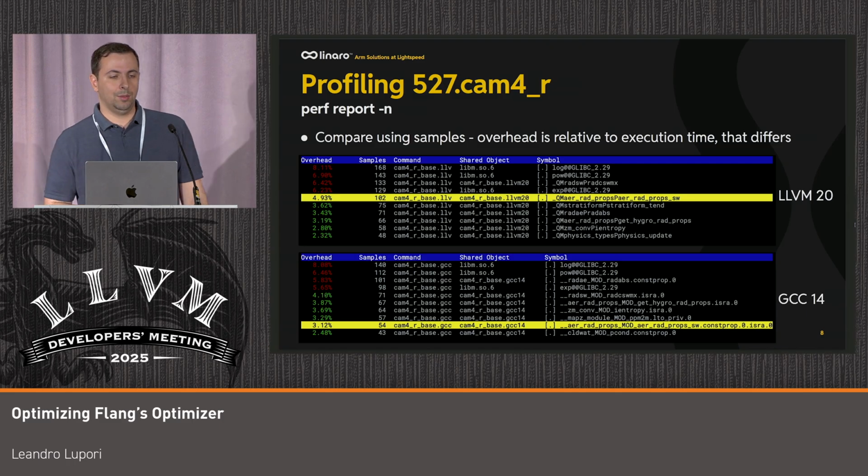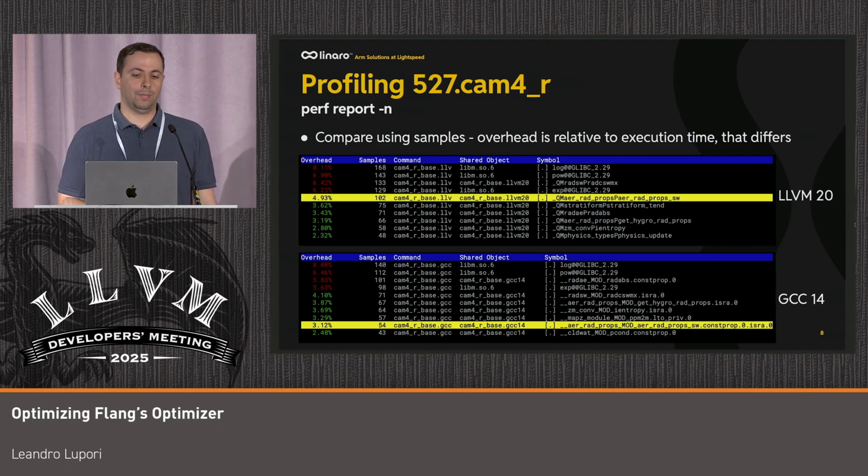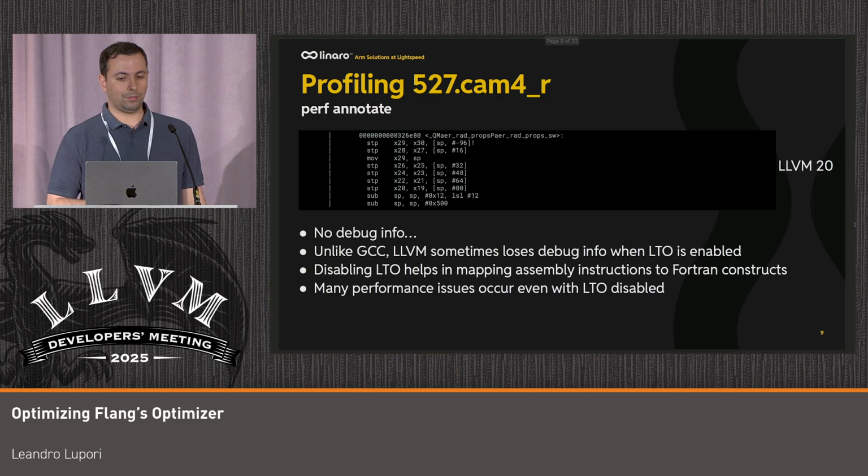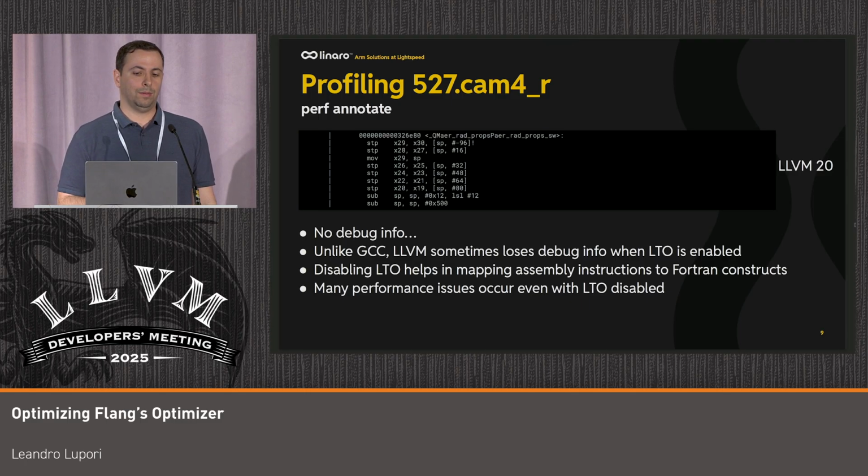So here we have the perf report output, and it's listing the 10 hottest functions of cam4. And among these, I have selected aer_rad_props_sw, because if we consider the number of samples, we can see that it's almost twice as low when compared to GCC. But when trying to inspect the function, only the assembly instructions were being listed, and there was no debug info.